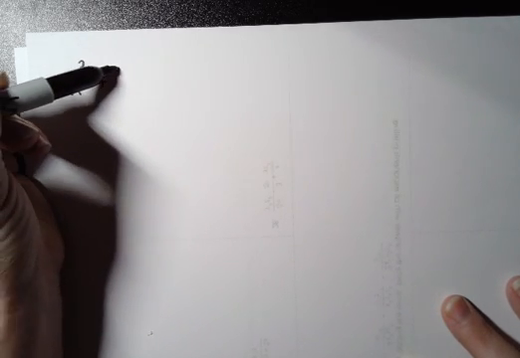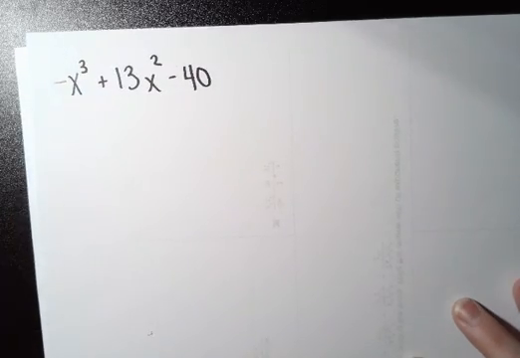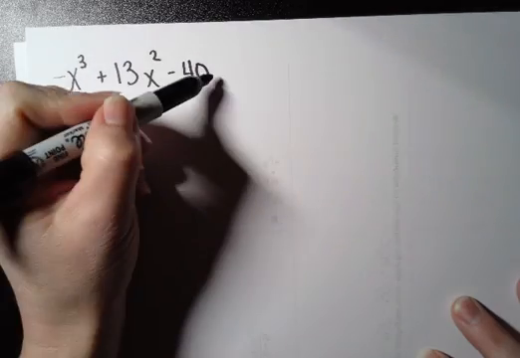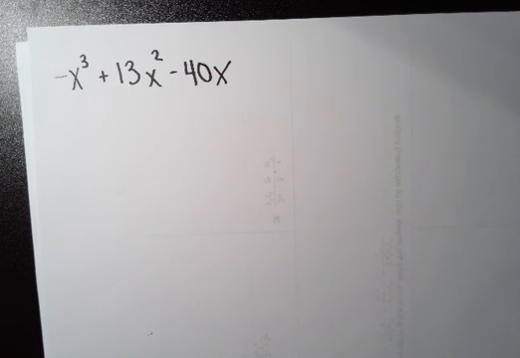Alright, this video is going to be about factoring trinomials. So we did learn in previous lessons about factoring things like this. If I have negative x to the third power plus 13x squared minus 40x, excuse me. I can factor this by taking out the greatest common factor first, which is actually x.